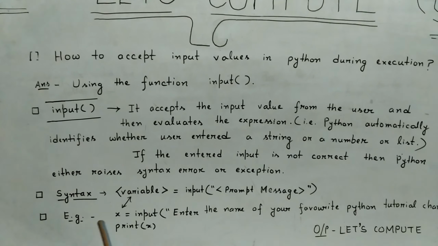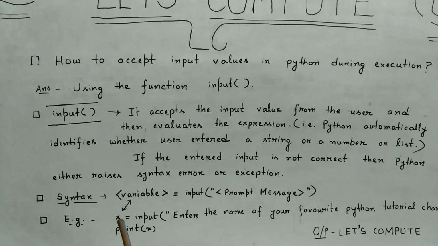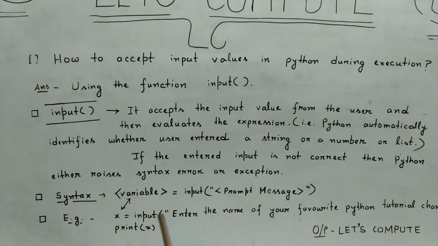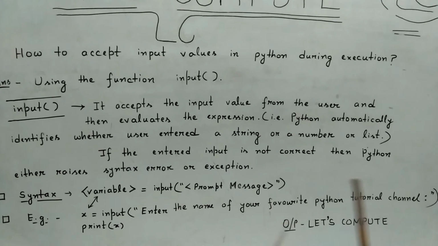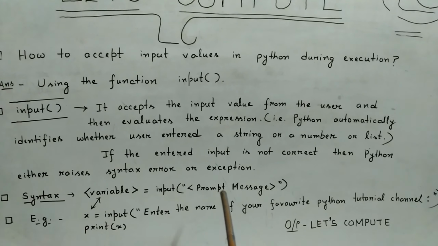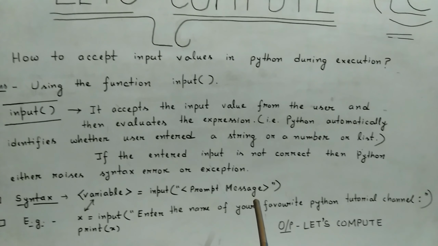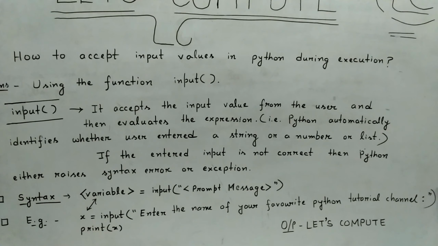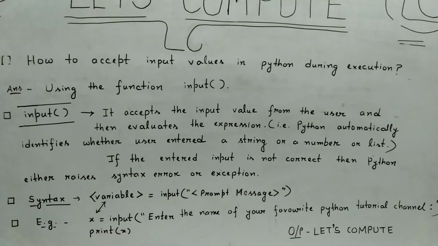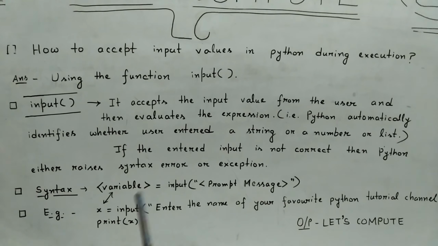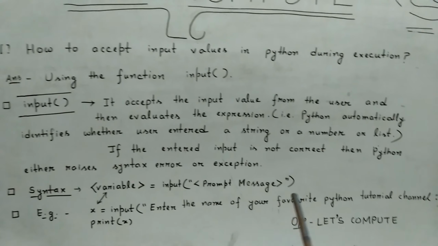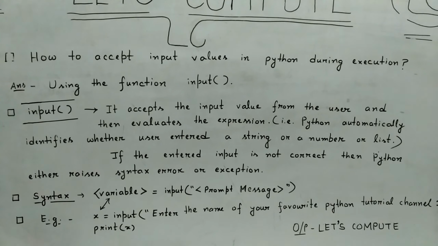Okay, let us have an example. x is the variable that would point to the input value, equals to input within parenthesis, within a pair of quotation marks. The prompt message is enter the name of your favorite Python tutorial channel. Well, I guess the answer is very easy. And you'd obviously enter Let's Compute. So print x would display Let's Compute.